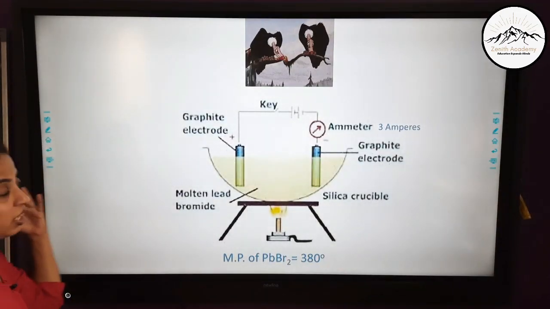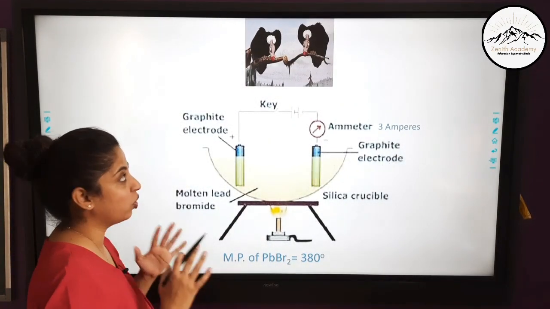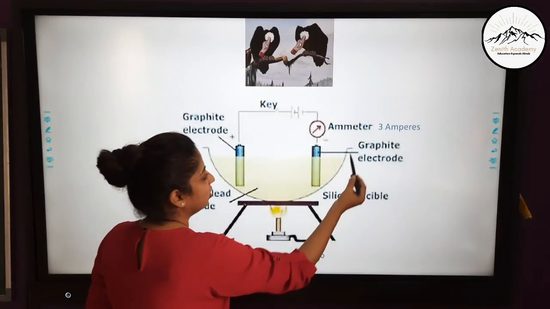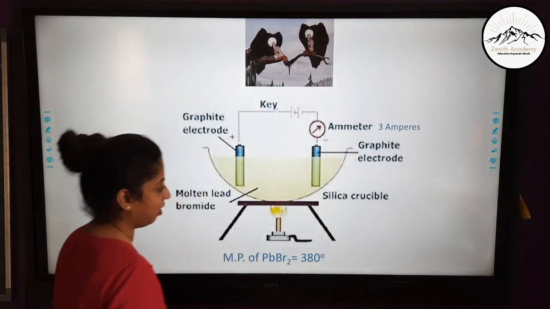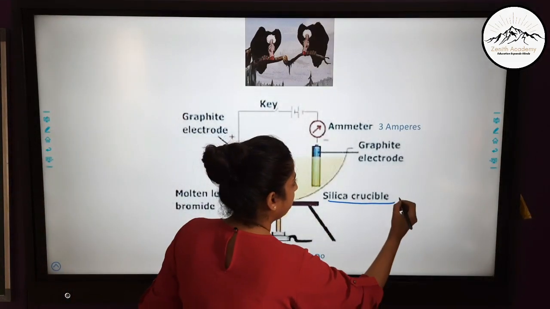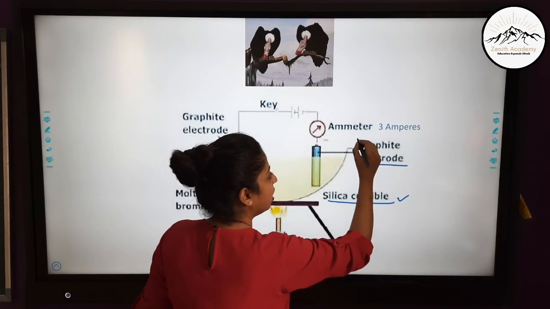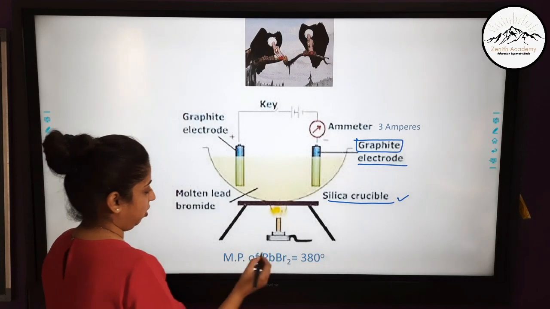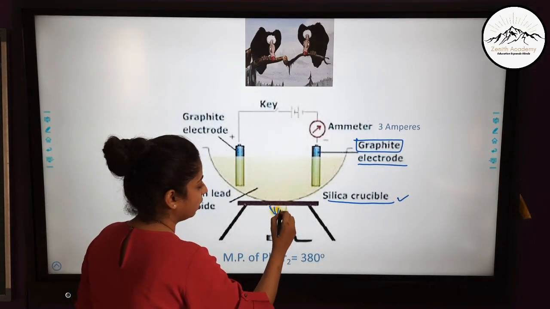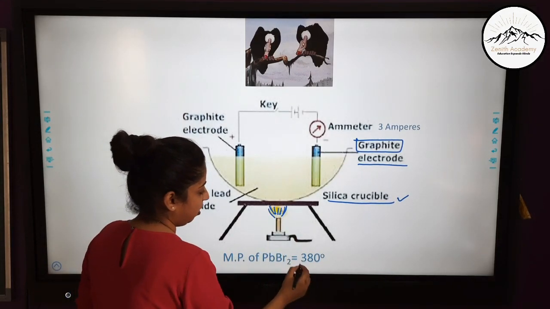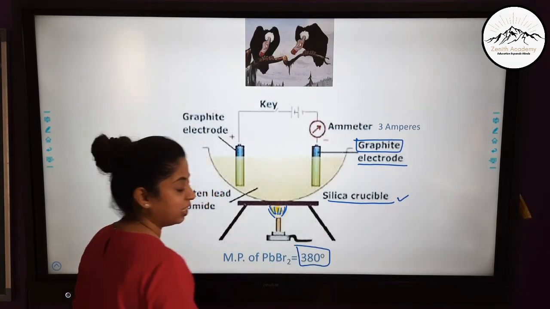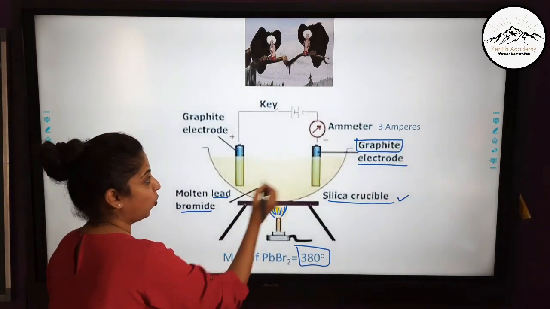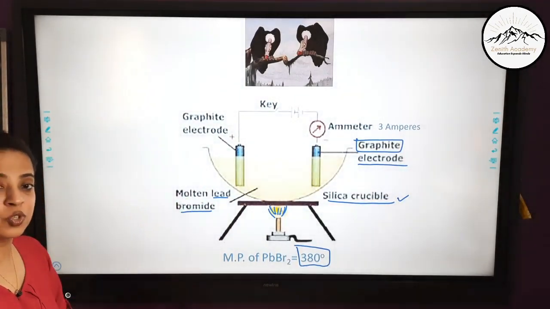So let us recapitulate all the points. Let us look into it in very detail. The first thing is, the crucible is made up of silica. So this you should remember. The electrodes are made up of graphite. So we have taken inert electrodes. We should constantly provide heat and maintain a temperature of 380 degrees Celsius so that this lead bromide is always in molten state. So these things we should keep in mind.